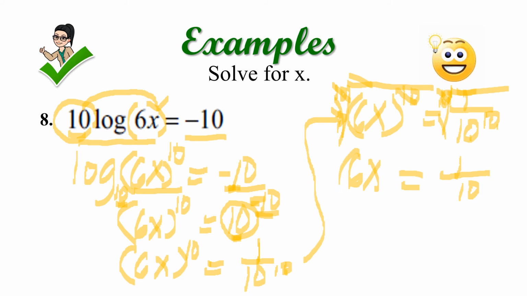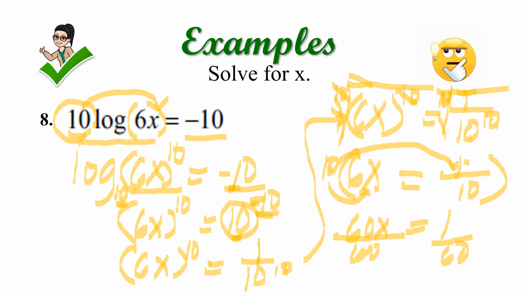Then, let's multiply both sides by 10. This will become 10 times 6x is 60x equals 10 times 1 over 10. 10 times 1 over 10 is 1. Divide both sides by 60. Cancel 60. X therefore is 1 over 60. So this is the final answer, 1 over 60.